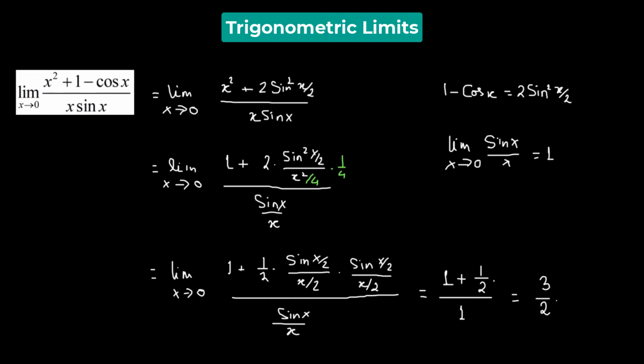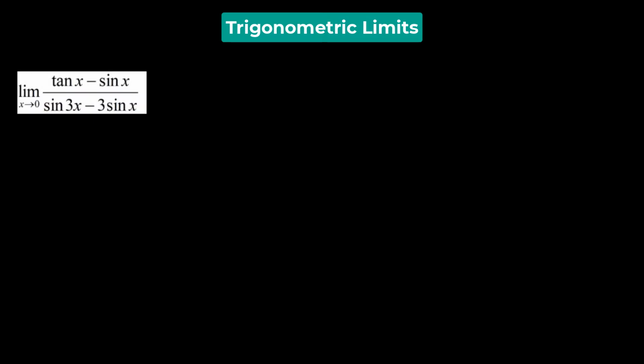So let us do another problem. We need to find the limiting value of the given trigonometric function when x approaches 0. So let us begin by simplifying our given function. That's because if we do a direct substitution for the value of x, it's going to give us the indeterminate form of 0 over 0. So let us simplify it.